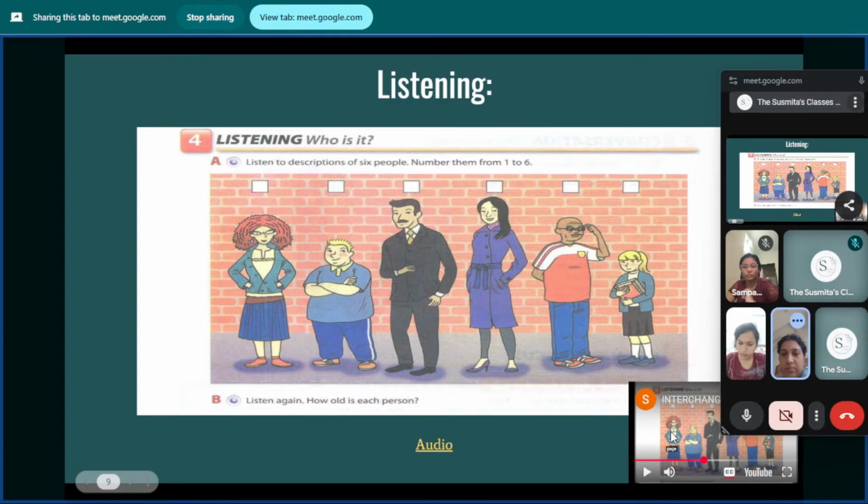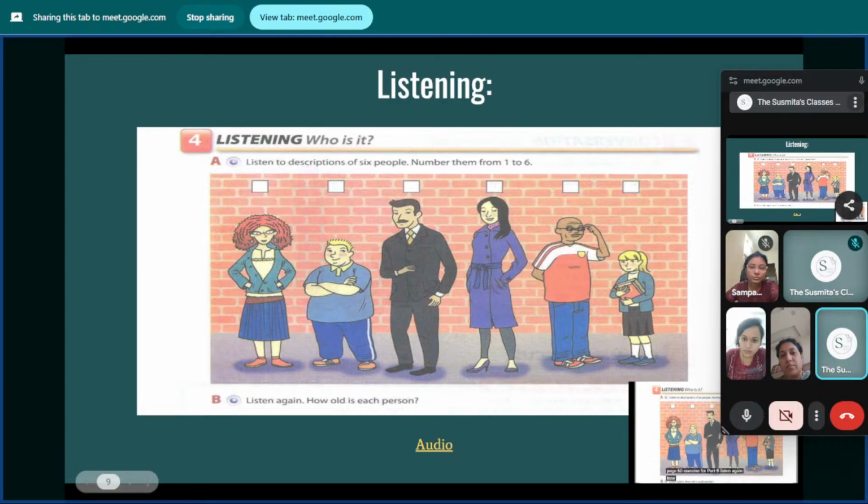Did you mark the answers? Did you get all the answers? Yeah, okay. Now, in the second part, you have to listen again and you have to mark how old is each person. Okay, basically, how old are they? That's what you have to write down as answers. And if you have missed out on any answer also, any audio or any person's description, listen to that part also.